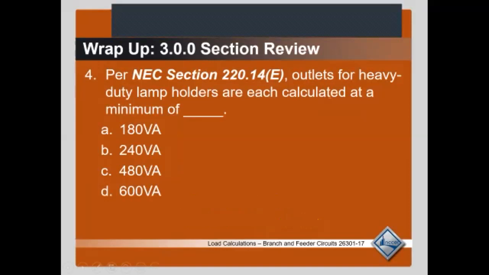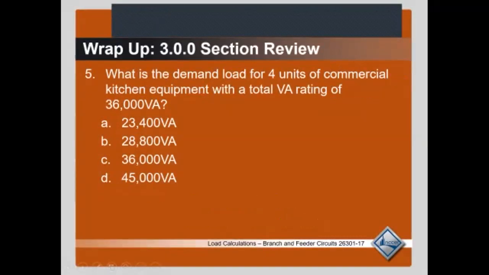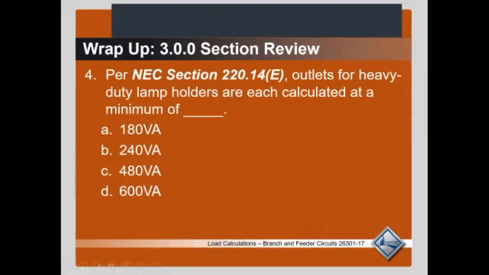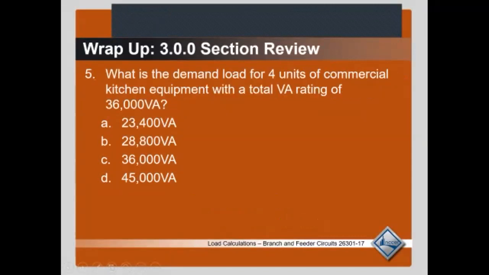Per NEC 220.14(E), outlets for heavy-duty lamp holders are each calculated at a minimum of, so okay, heavy-duty lamp holders. Yep, said that earlier. What is the demand load for 4 units of commercial kitchen equipment with a total volt amp rating of 36,000 watts?